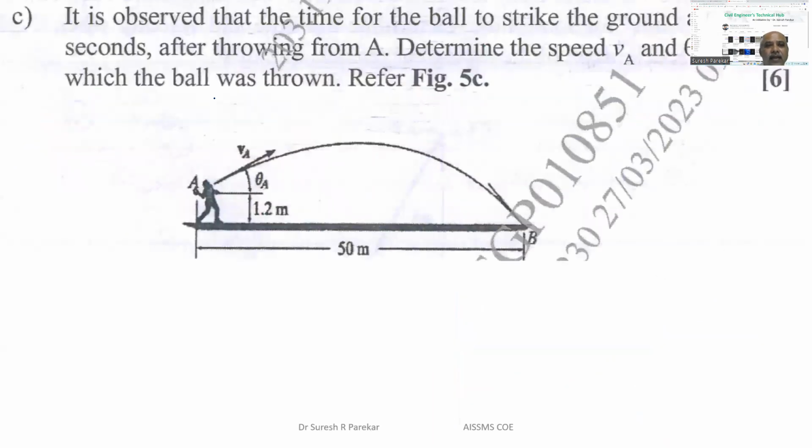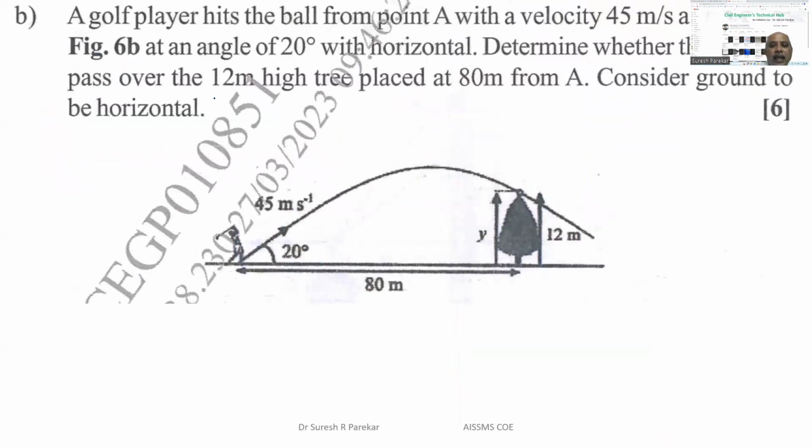Now I will take this problem. A golfer hits the ball from point A with a velocity of 45 meters per second at an angle of 20 degrees with the horizontal, as shown. Determine whether the ball will pass over the 20-meter high tree placed at 80 meters from A. So we have to find the value of y. I will mark data in two directions. First, the x direction. What is given?